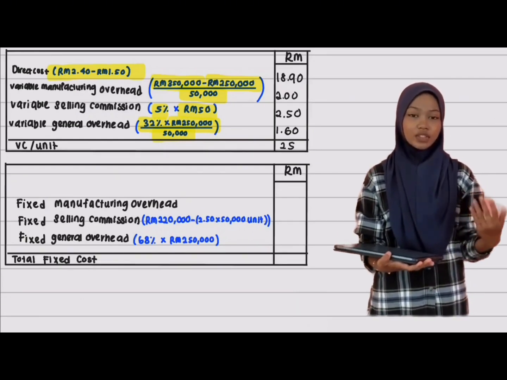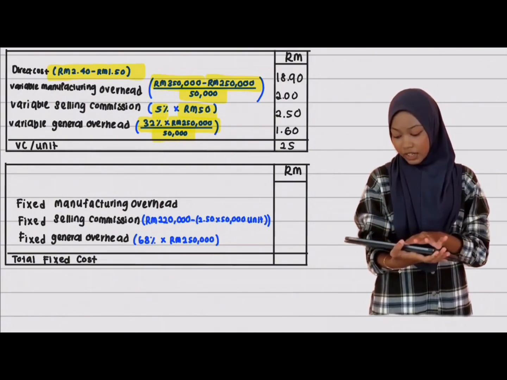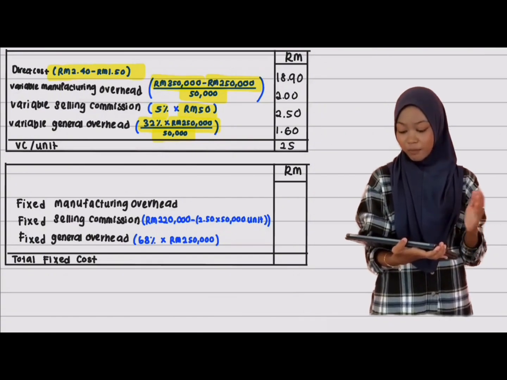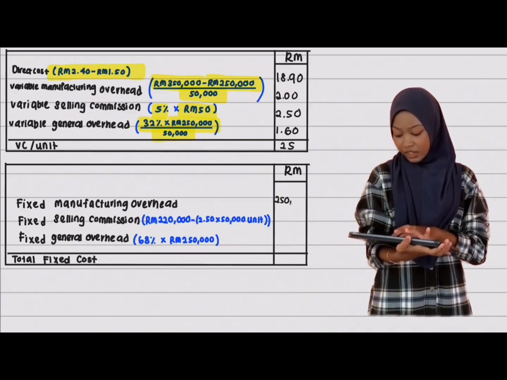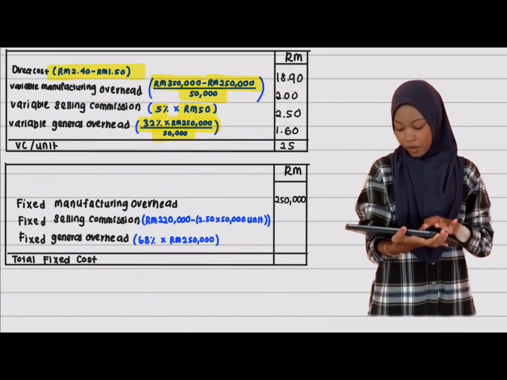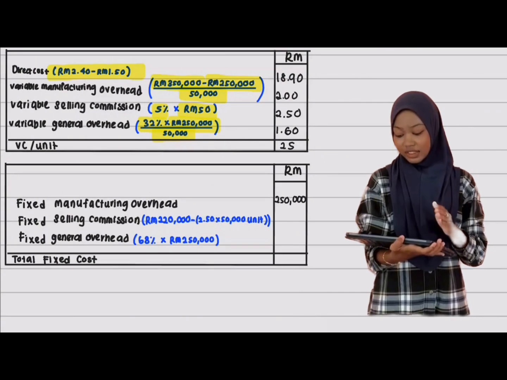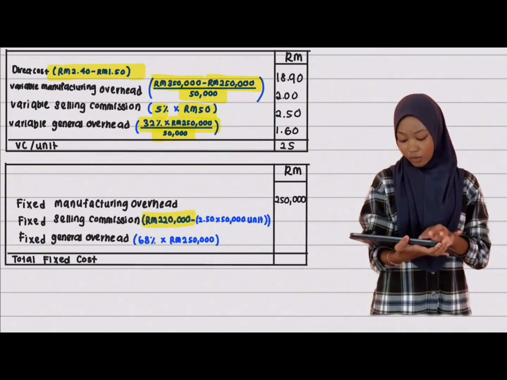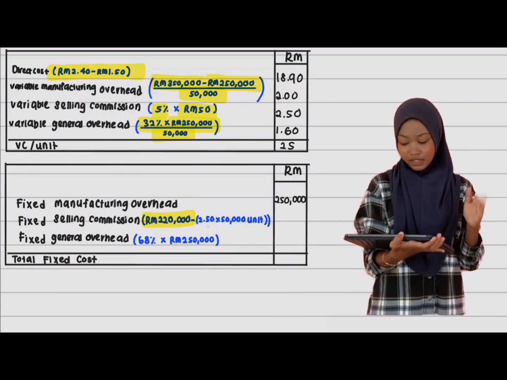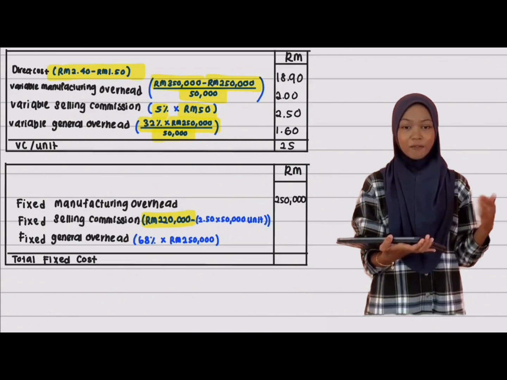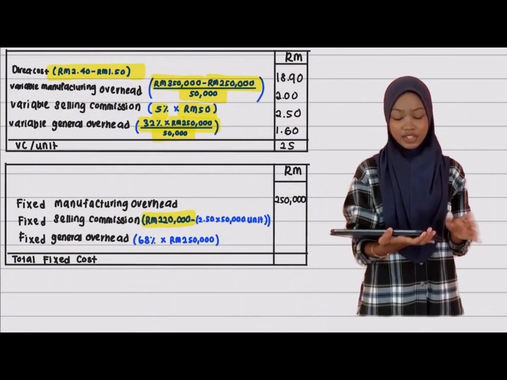Next, we need to find the total fixed cost. The first item for total fixed cost is fixed manufacturing overhead. Based on the question, the fixed manufacturing overhead is 250,000. Second, fixed selling overhead. In the question, selling overhead is 220,000. So for the fixed cost, we need to minus the 220,000 minus the variable selling commission that we found for variable cost per unit. So you will get 95,000.